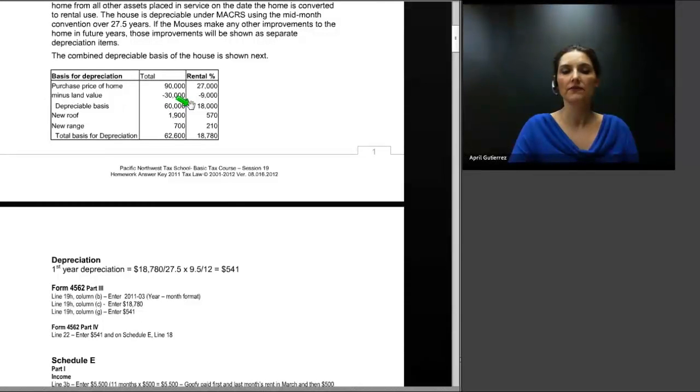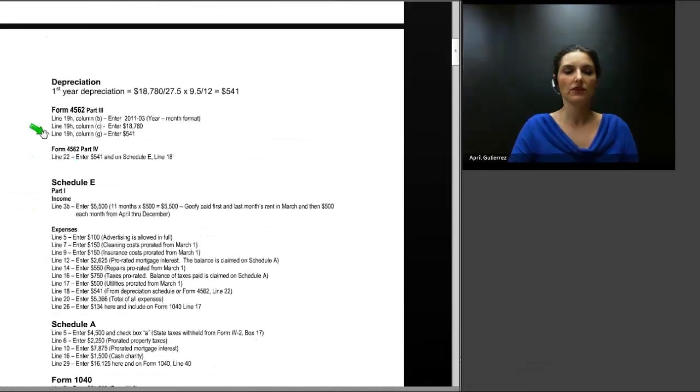30% of $60,000 is $18,000. We have a new roof costing $19,000. The rental percentage on that is $570. We have a range costing $700. 30% of that amount is $210. The total basis for depreciation for the home for the year is $62,600, and the rental percentage of that is $18,780. We then need to go down and figure depreciation on the home. We take $18,780 divided by 27.5 times 9.5 divided by 12, and that gives us $541 of depreciation.